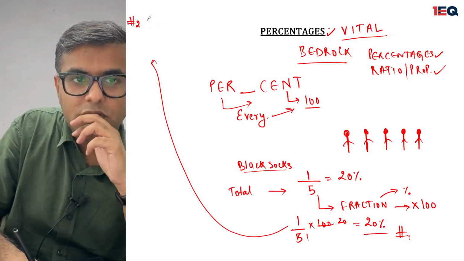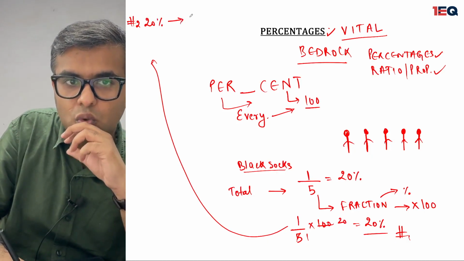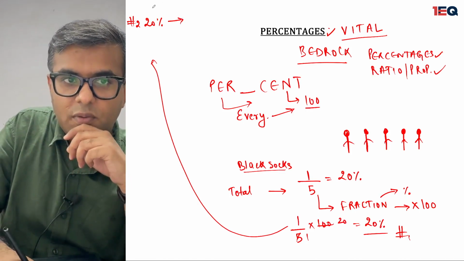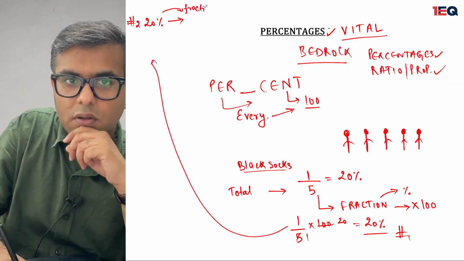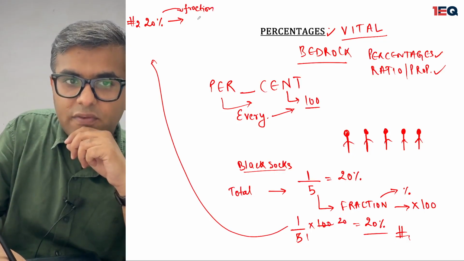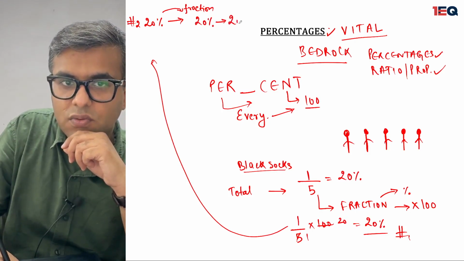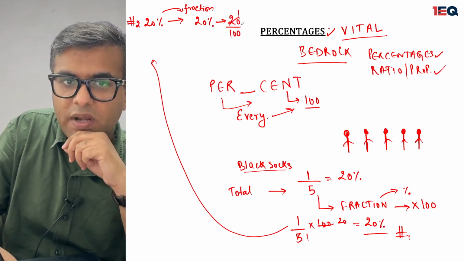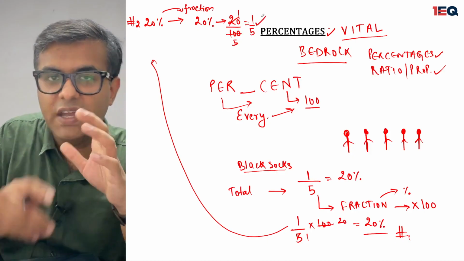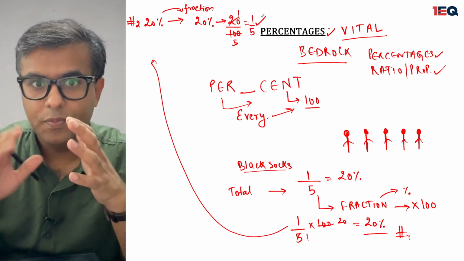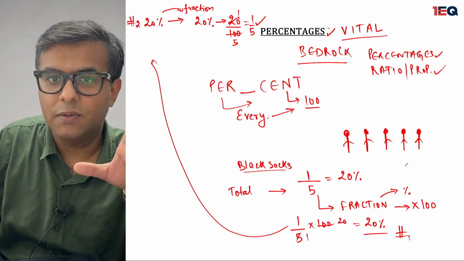So the 20% that we have over here, if I wish to change it to a fraction, from percentage to fraction, I will have to divide it by 100. This changes to 20 upon 100. 20 ones are 20, 20 fives are 100, and this comes down to 1 by 5. I hope you're understanding what I mean. 1 by 5. This is the same thing which happened over here.